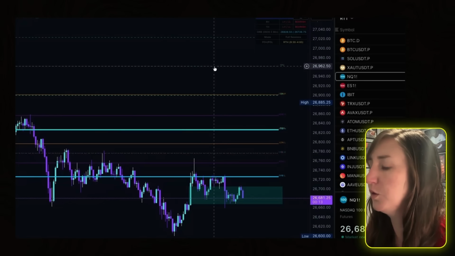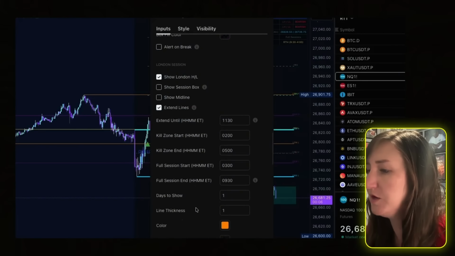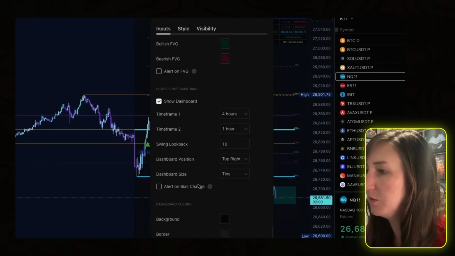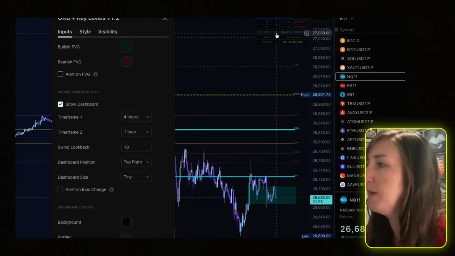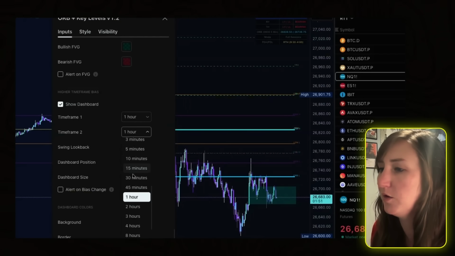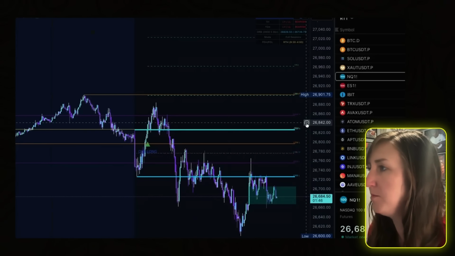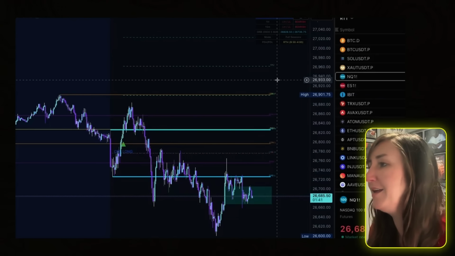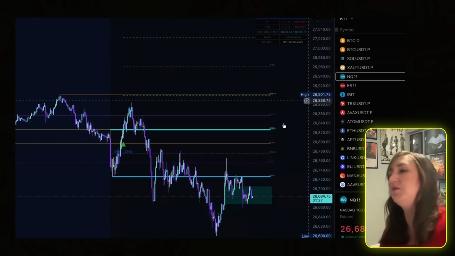And you can also adjust what key lines you can see. You can see kill zones. You can see session boxes. You can also adjust your higher time frame bias. So you'll see there's 4 hour, 1 hour here. I would probably do 1 hour and 15 minutes if I was playing the 2-minute, 5-minute time frame. So depending on the time frame you are playing, you can adjust this here. It'll give you an overall bias too. Is that always correct? No. So pay attention to your overall chart reading skills.